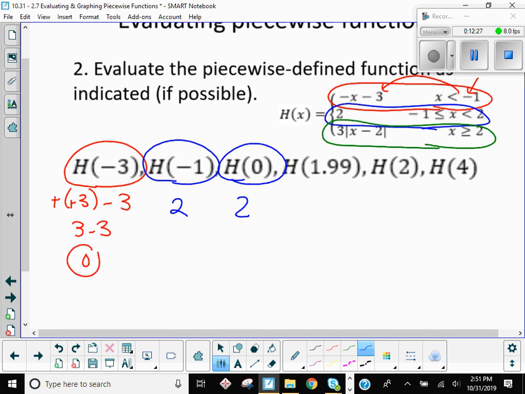Bentley, what about 1.99? Red, blue, or green? It is blue, because blue goes up to 2, right? 1.99, definitely less than 2. I mean, it's really close to 2, but still less than. So what's the answer there going to be? 2 again. Right?